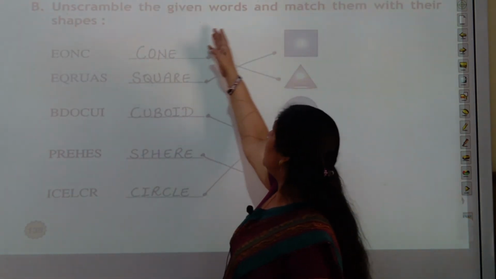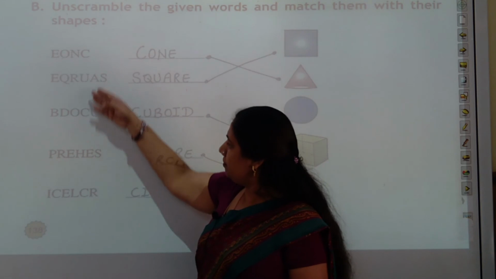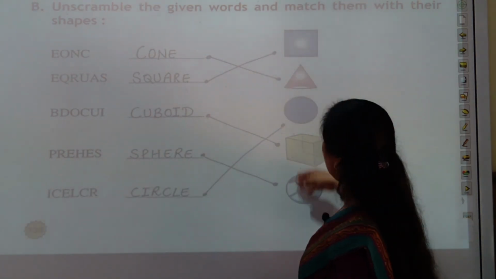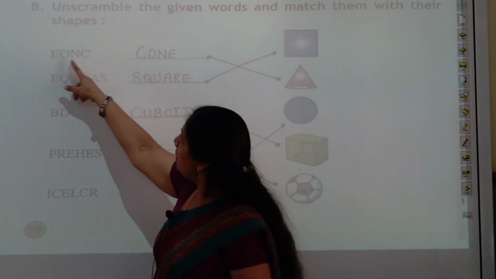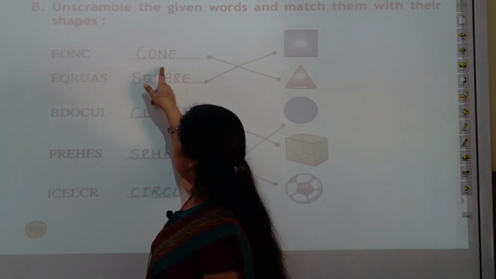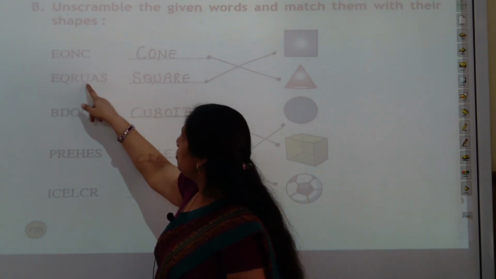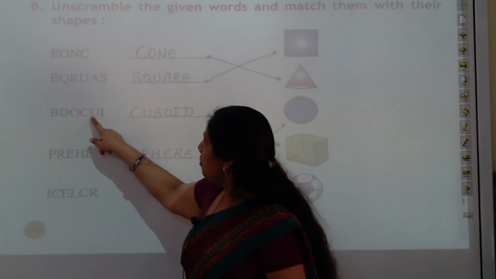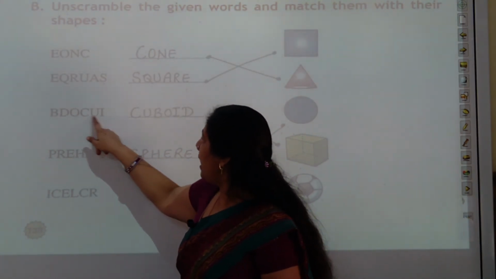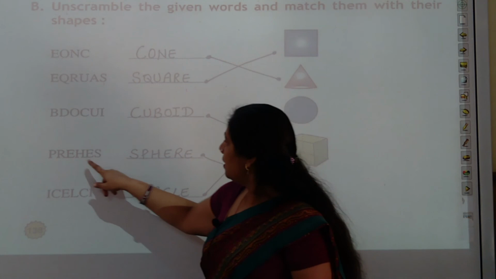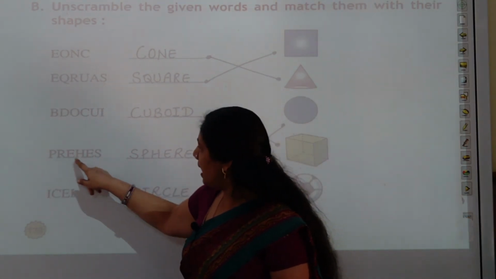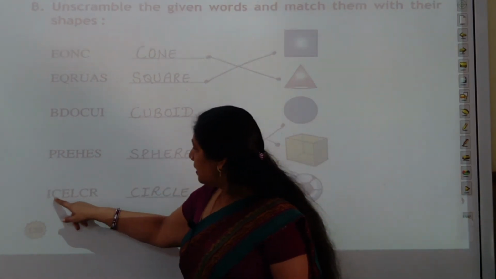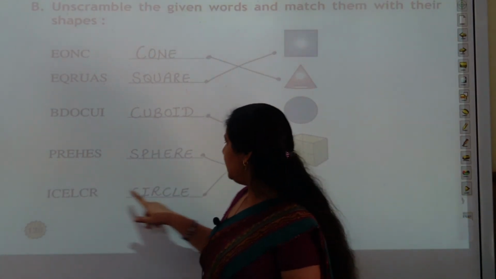Unscramble the given words. You have some words, you have to unscramble them and match them with their shapes. C-O-N-E, cone. S-Q-U-A-R-E, square. C-U-B-O-I-D, cuboid. S-P-H-E-R-E, sphere. C-I-R-C-L-E, circle.